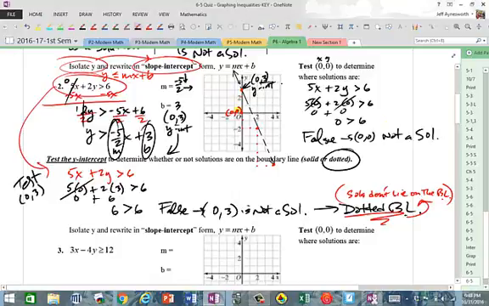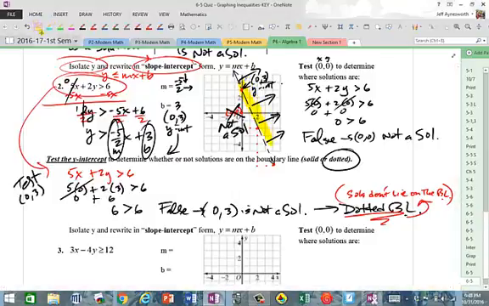Now think about it. If this is not a solution, then they can't lie below. They got to lie on the other side. And that's why we shade above. So get out your highlighter. Ooh, let me fix that. You got to be careful here. Solutions only lie above this boundary line or on the opposite side of 0, 0, right? This is what's called the solution region.